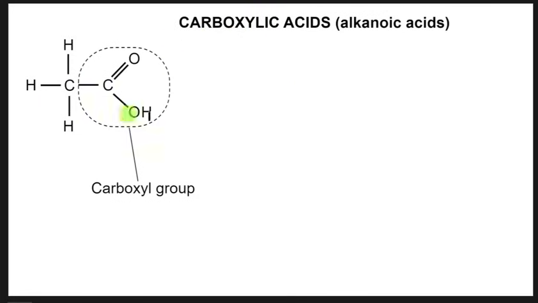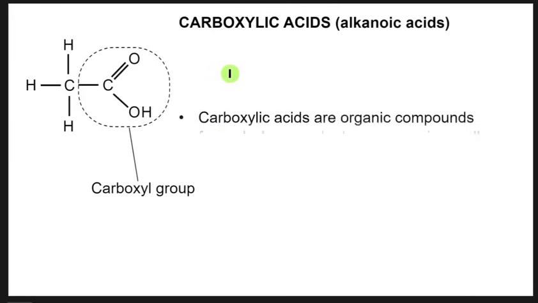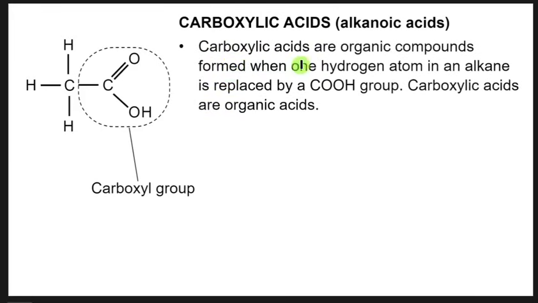These are carboxylic acids, also called alkanoic acids. All right. So let's define what alkanoic acids or carboxylic acids are. Carboxylic acids are organic compounds formed when one hydrogen atom in an alkene is replaced by a carboxyl group.